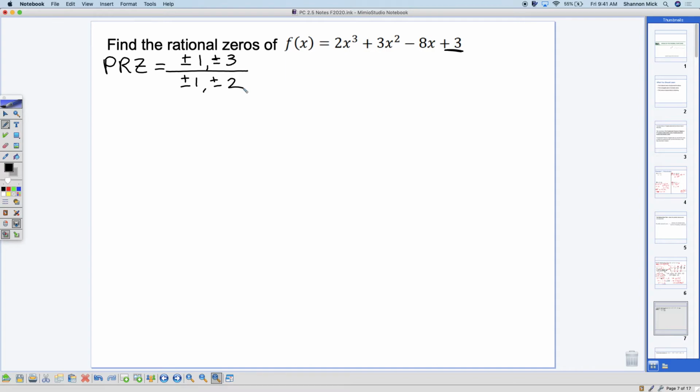Now, I think you have a couple in your assignment that say just list the possible rational zeros. That's all they want you to do. If you look up your answer, this answer I am fine with. That's all I want to see. If you look up the answer in the textbook, I'm going to show you what it looks like.